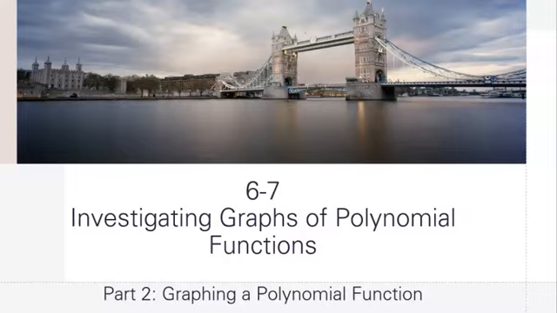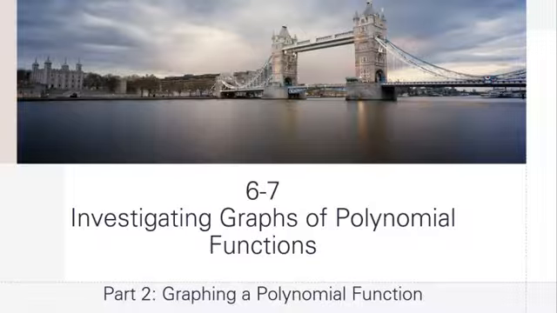Hi everyone, and welcome to Algebra 2 Lesson 6-7, Investigating Graphs of Polynomial Functions. This is Part 2, Graphing a Polynomial Function. So we're going to look at how to graph a polynomial function, then we're going to look at some terms and words related to those graphs.